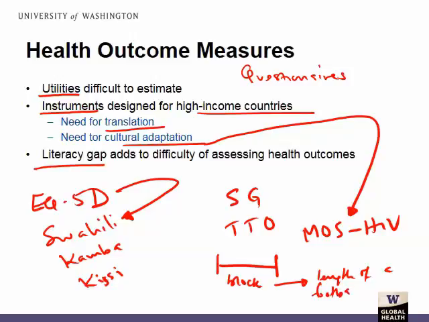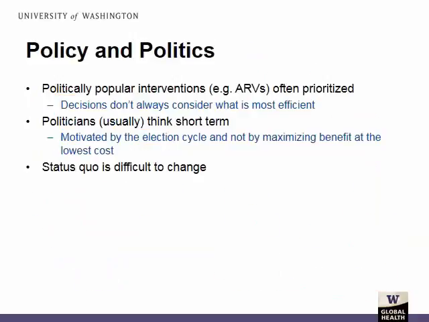And this enables the survey respondent, or the person filling the questionnaire, to better understand the quality of life questionnaire. The other thing is policy and politics. I alluded to the fact that even when you produce a good study, you have a good cost effectiveness analysis, the policymakers might not use it because they have different ways of making decisions.